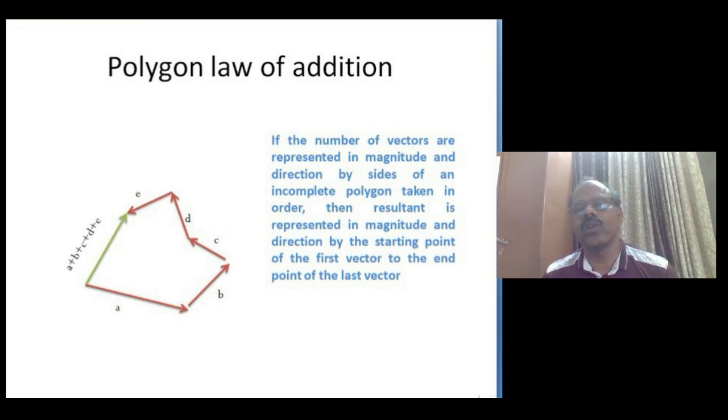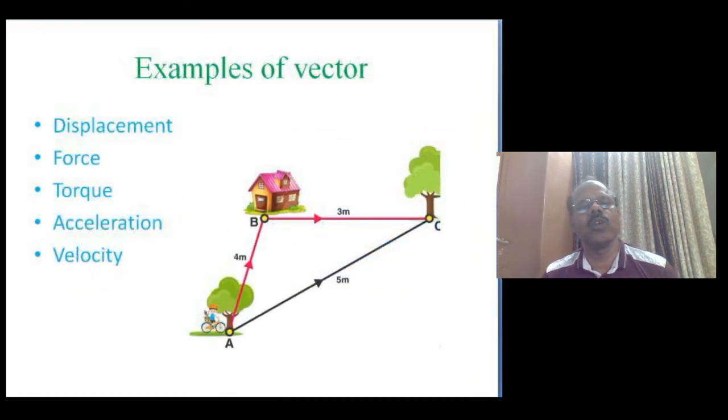The tail of that resultant vector is the tail of the first vector, and the head of the resultant vector is the head of the last vector. Then examples of vectors are displacement, force, torque, acceleration and velocity.